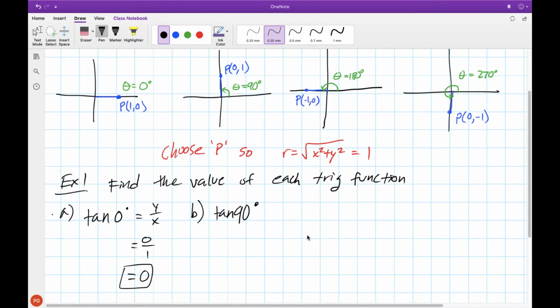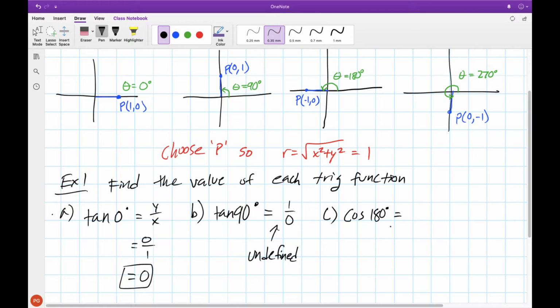What about tangent of 90 degrees? Well, it looks pretty similar. We've got a 0 and a 1, but notice here, y over x, in this case y is equal to 1 and x is equal to 0. So y over x would be 1 over 0. And if you remember, we can't divide by 0. This is undefined. So that's a little bit interesting. We actually don't get an answer for tangent of 90 degrees, or our answer is undefined in this case.